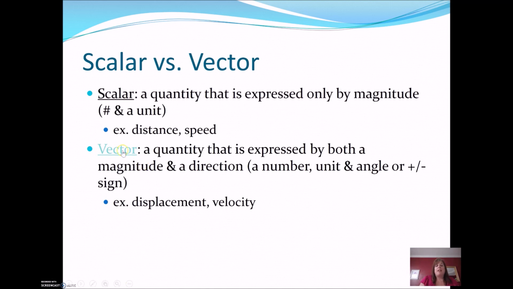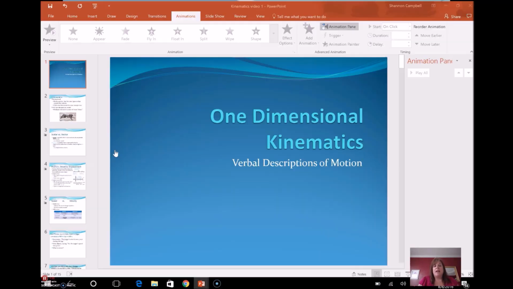But a good example of a vector is something called displacement or velocity.